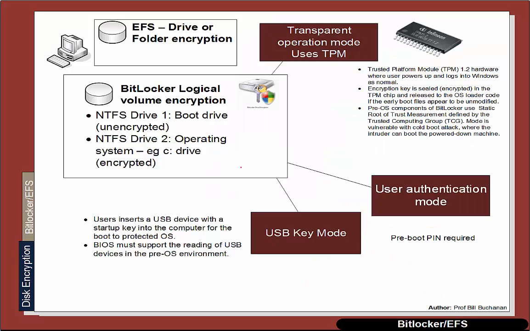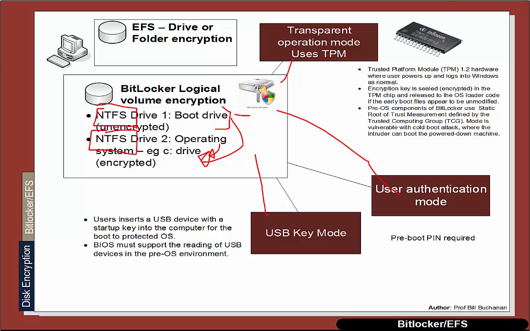Okay, so with Bitlocker, what we have is two drives, and they're NTFS because FAT isn't really a secure file system. So we use NTFS. One is the boot drive, and that's unencrypted, and the other one is a completely encrypted drive. So this is the one that boots up, and then it will actually get the keys to be able to open this one up. So there's three main methods that we can use in Bitlocker. We can use the TPM chip, or we can use user authentication, or a USB key mode.